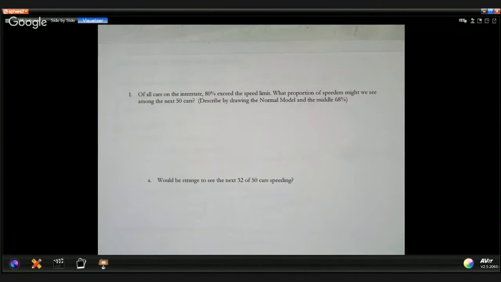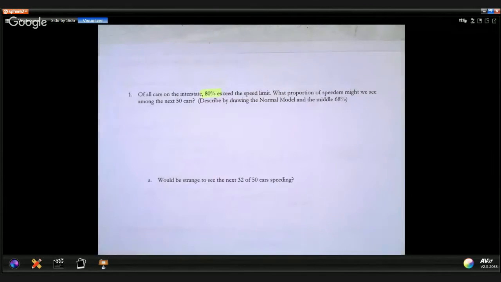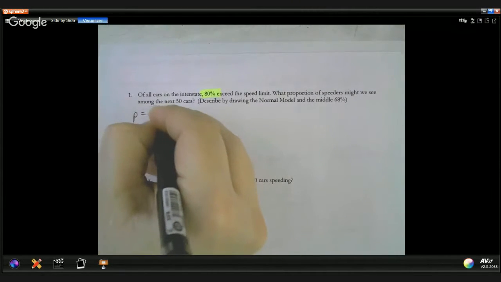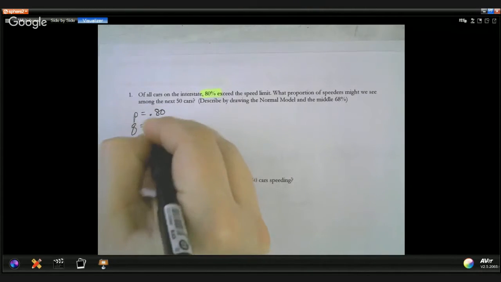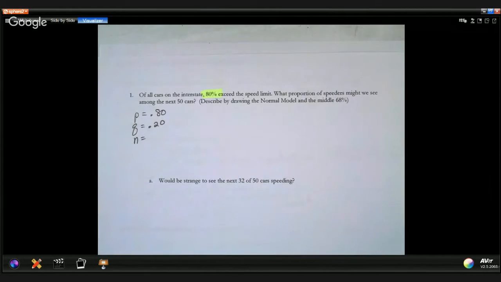Okay, so the first thing I need to do whenever I see a problem like this, you're eventually going to be working with means and proportions. So I think it's going to be helpful to say that whenever you have a percent of something, that's most of the time going to be a proportion. So whenever I see that, I'm going to tell what my P is and what my Q is right away. Then I'm also going to list my N. So of all cars on the interstate, 80% exceed the speed limit. And it's asking what happens among the next 50 cars. So I'm going to put 50 here. That's the N that I'm looking at.